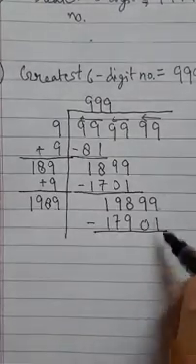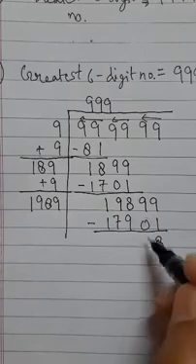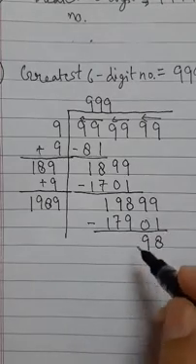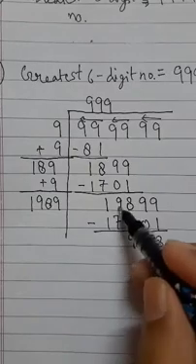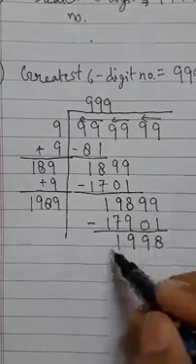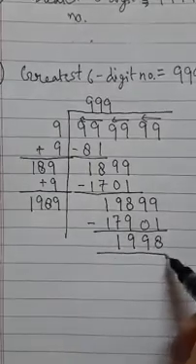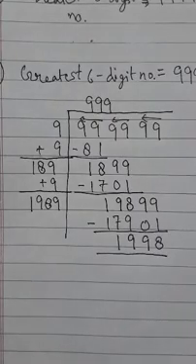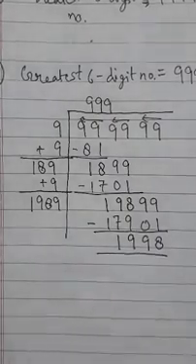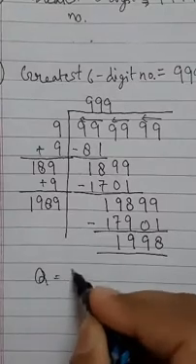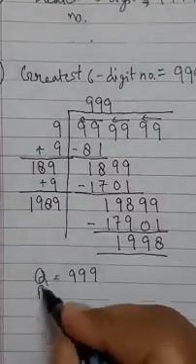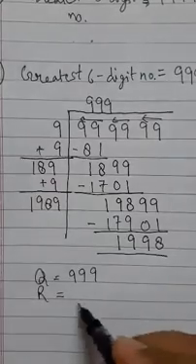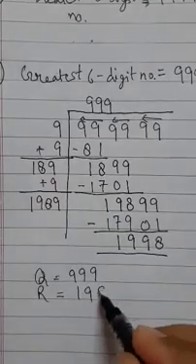We are going to subtract it. 9 minus 1 is 8. 9 minus 0 is 9. 8 minus 9 is not possible. So 18 minus 9 is 9. 8 minus 7 is 1. So the remainder is 1998. So the quotient in the long division happens to be 999. And the remainder in this particular long division is equal to 1998.